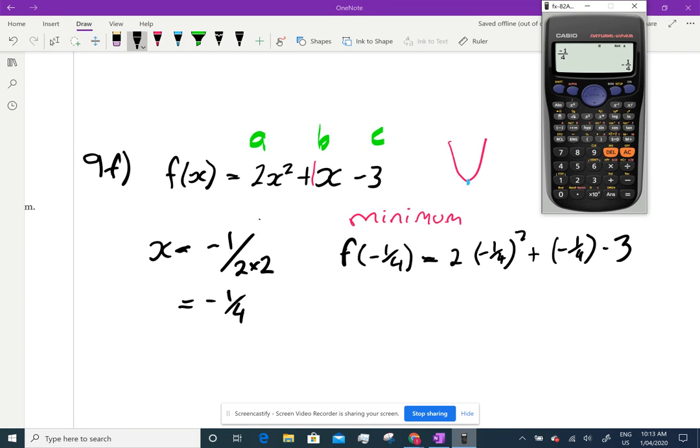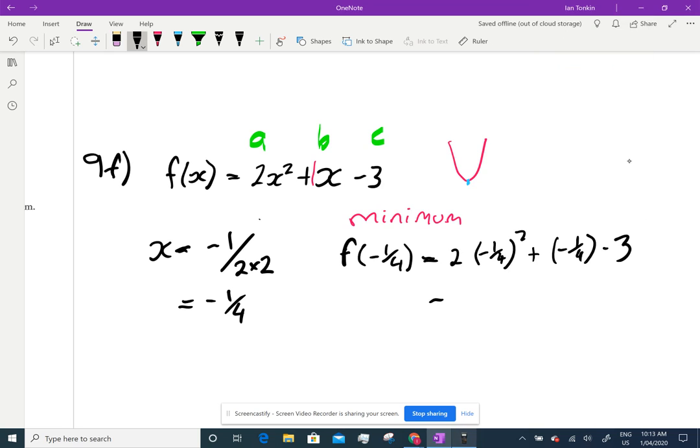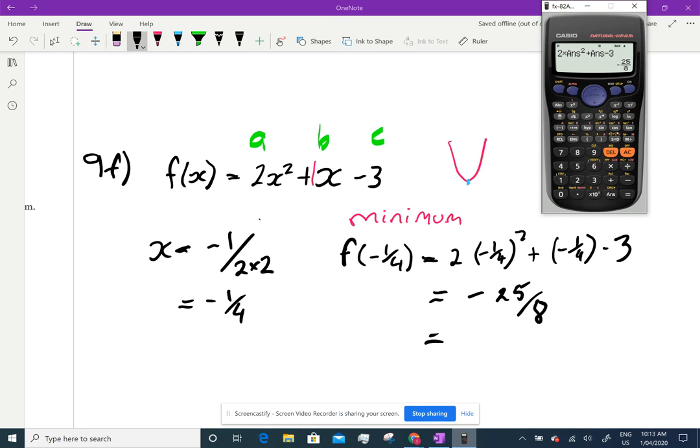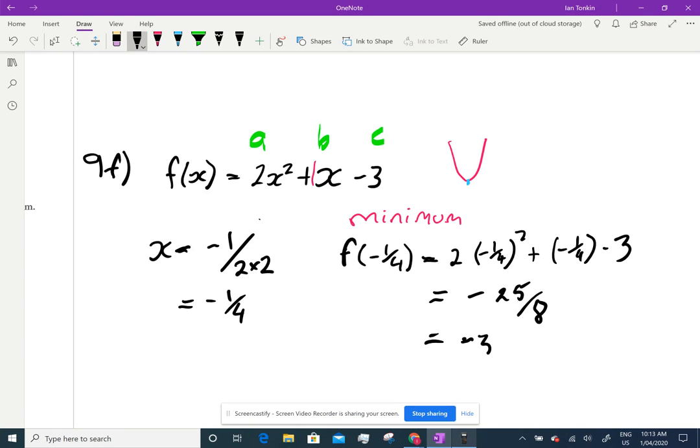That's my answer. So now I'll just go 2 times my answer squared plus my answer minus 3. And I get that, which is negative 25 on 8. But if I want it as a mixed numeral, negative 3 and an eighth. And that was 9f. Yep.